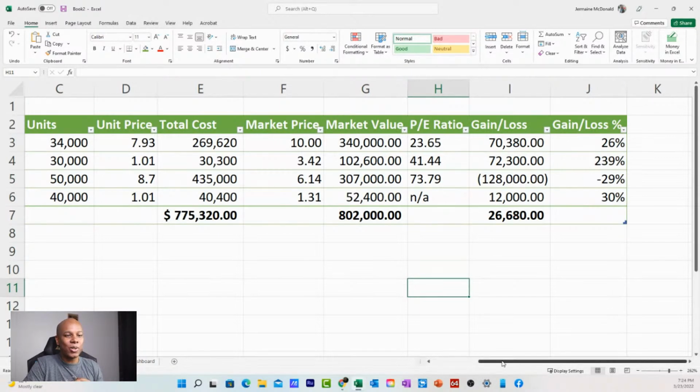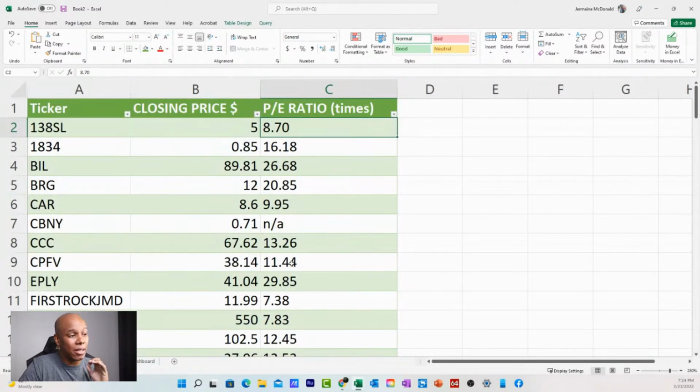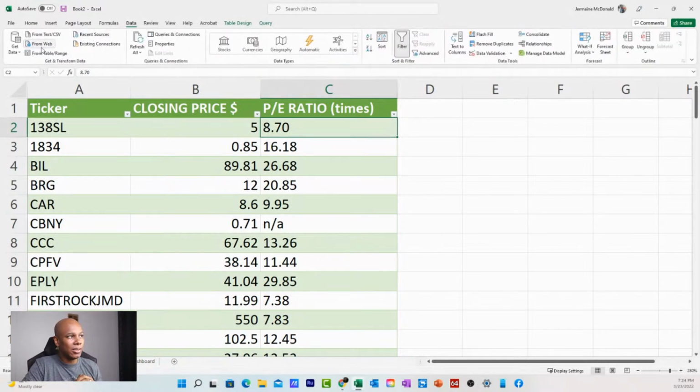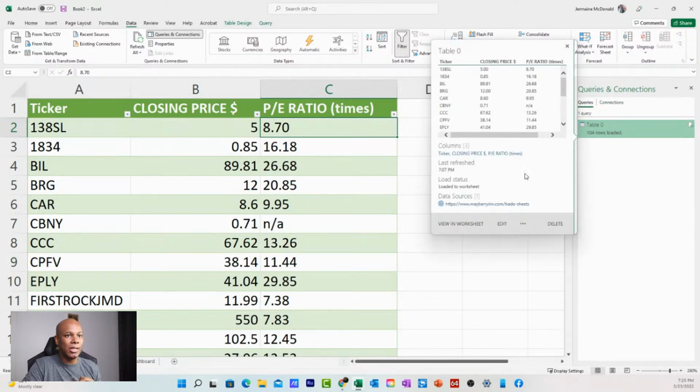So I'm going to recap what I've done so far, right? My data source is the Mayberry trade sheet. I took the URL, went to From Web, and added it as a data source. If I go to Queries and Connections right now, I'm seeing the table that I brought in from the trade sheet. It shows here Mayberry inv.com/trade sheets. That's where the data is from.